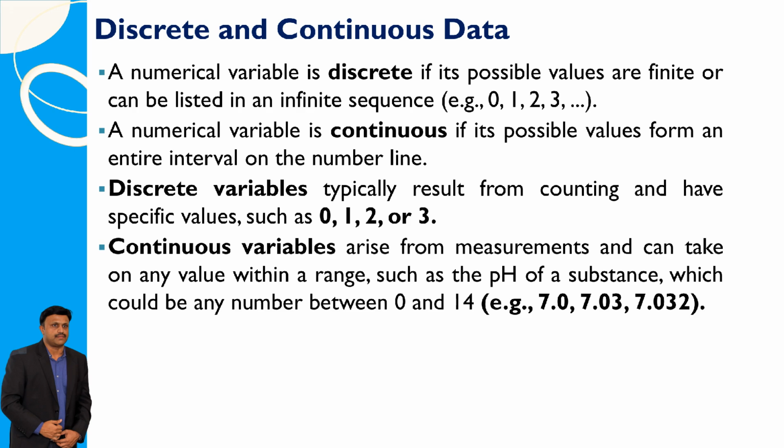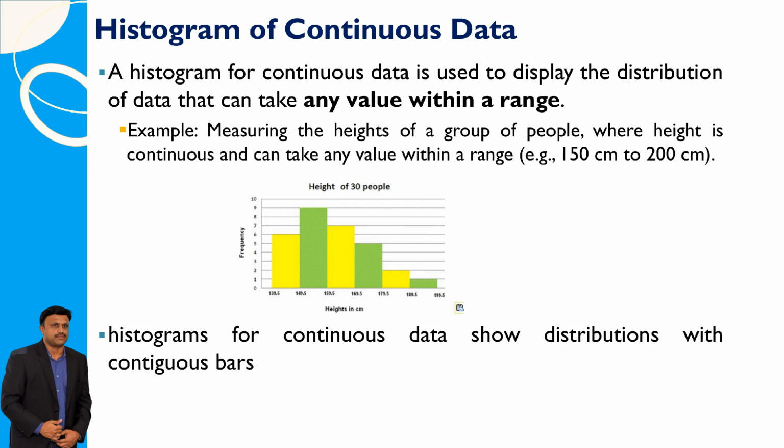7.0 or 7.032. A histogram for continuous data is a graphical representation used to illustrate the distribution of data that can assume any value within a specified range, such as measuring the heights of individuals, which can vary continuously between values like 150 centimeters and 200 centimeters. Unlike histograms for discrete data, which use distinct bars, histograms for continuous data display distributions with contiguous bars, reflecting the continuous nature of the variable being measured.